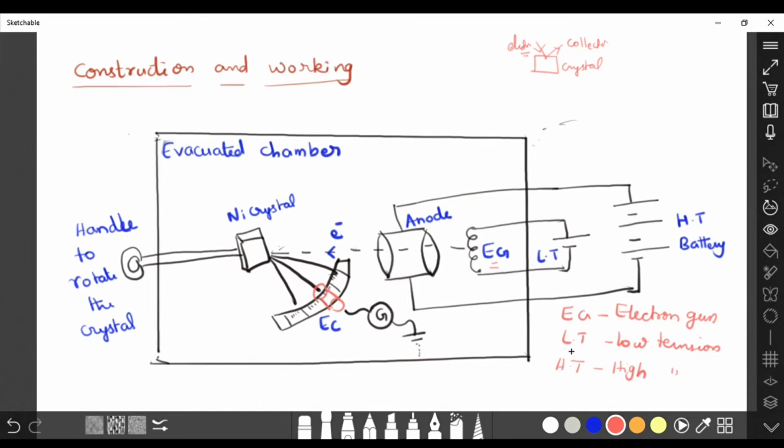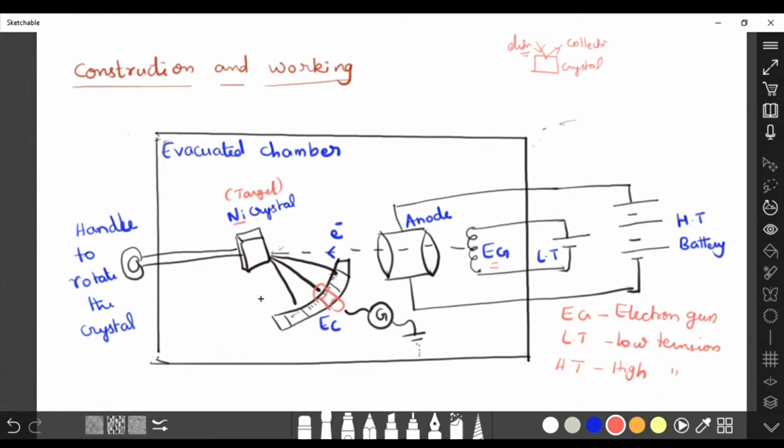And then here we need the crystal. The electron is produced here, and then the crystal here. Which crystal are we considering? The nickel crystal. It is the target here. The electrons will hit the nickel crystal only, and this crystal is connected with one handle to rotate the crystal. I will explain that later during the working part.